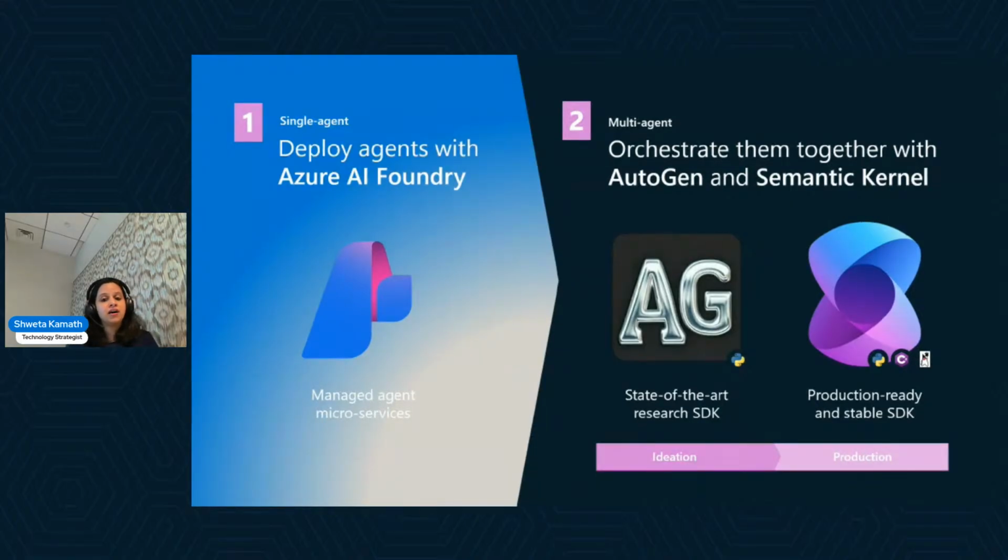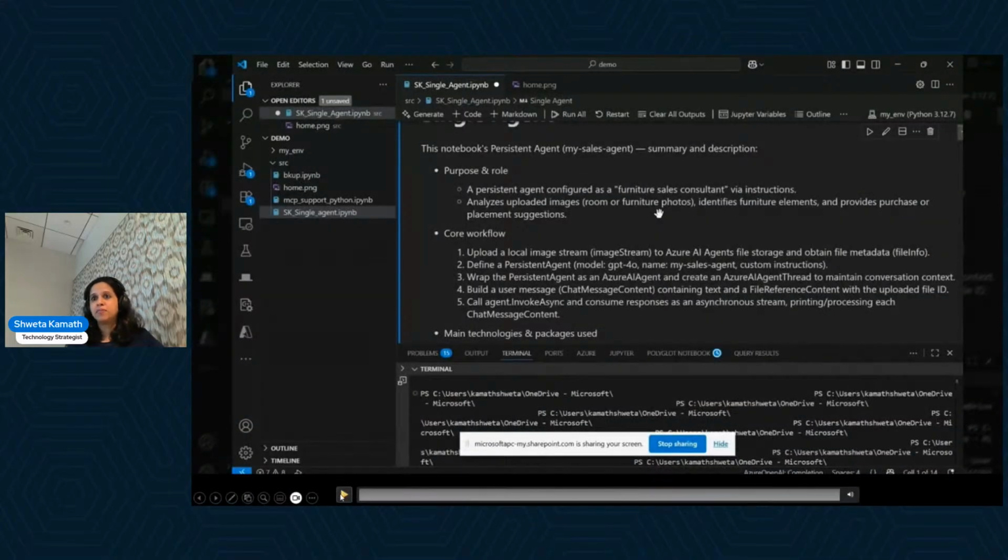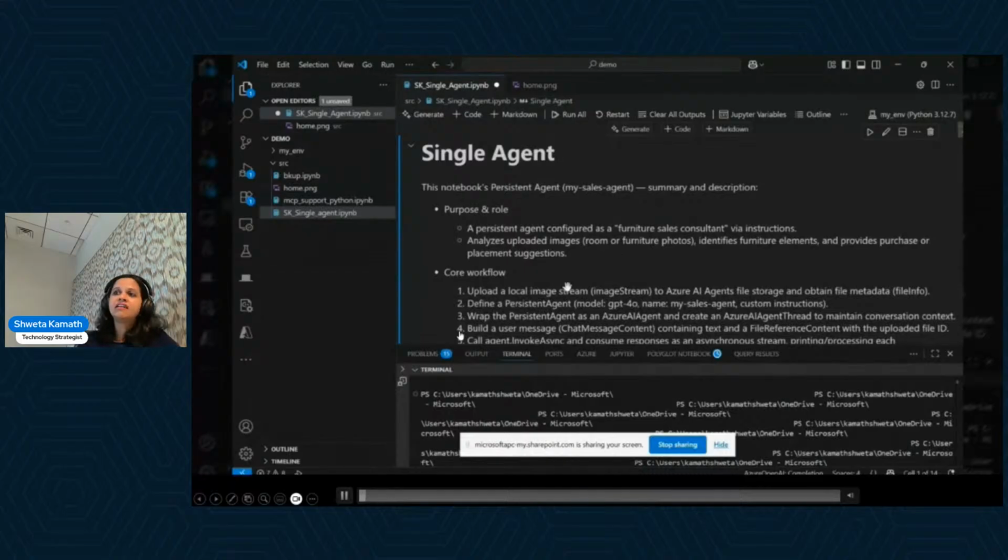Now we'll see a demo on how we manage an AI agent service using Semantic Kernel. Again, there are two options, two versions that I have put in. One is Python and one is .NET, and one is a single agent and the other is a multi-agent. So let me directly jump into the demo. Here, let me play this. What you see here is a single agent.